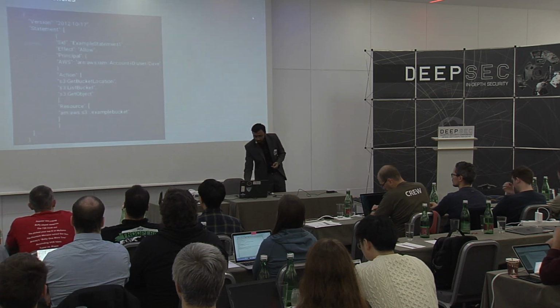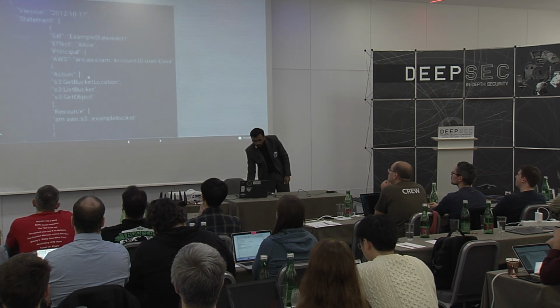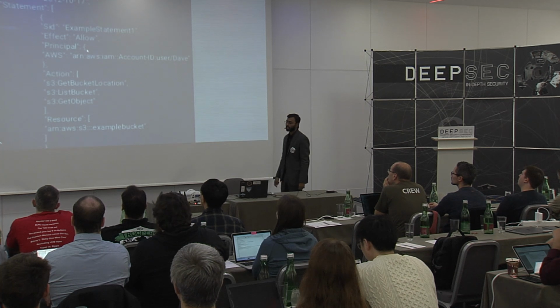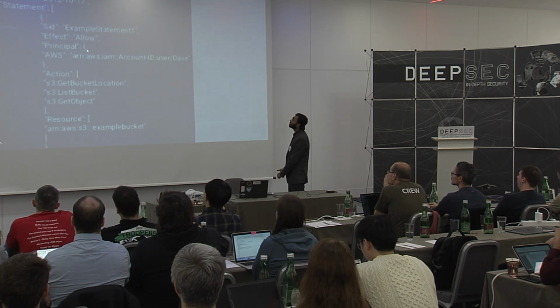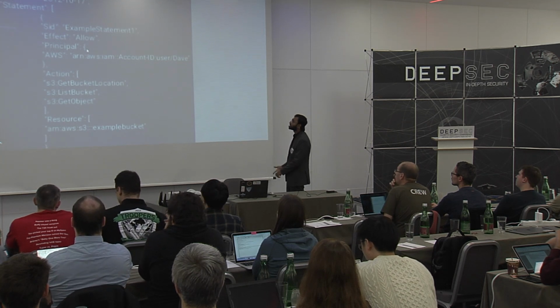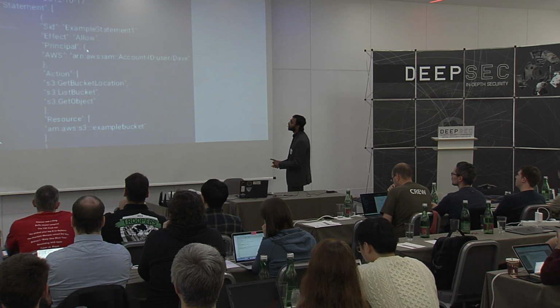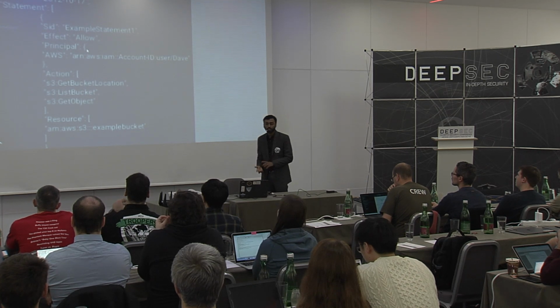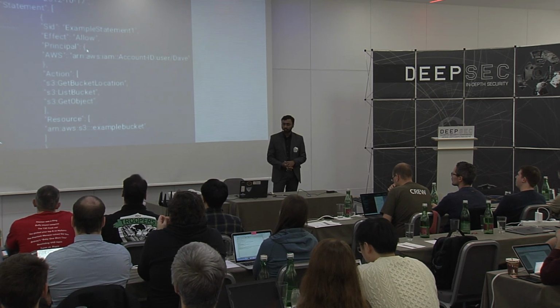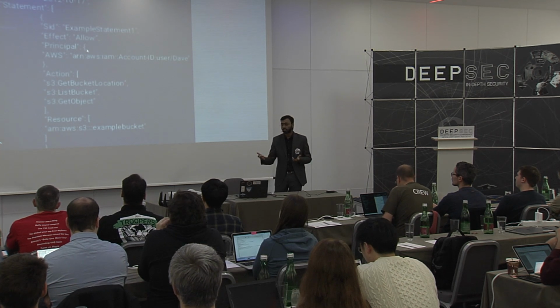So by default a policy looks something like this. If you see the principal, which is a user, Dave in this case, and then we have some of the actions like get bucket location, list bucket, and get object, and then we have a resource, like example bucket, for which we are setting these policies.